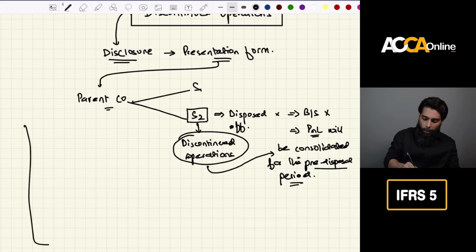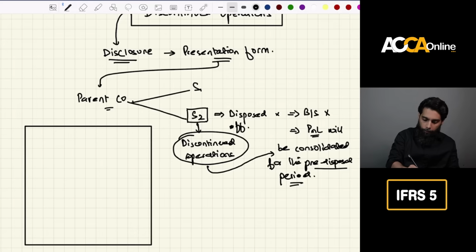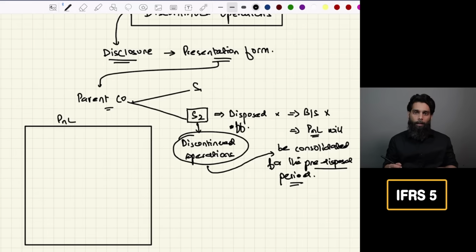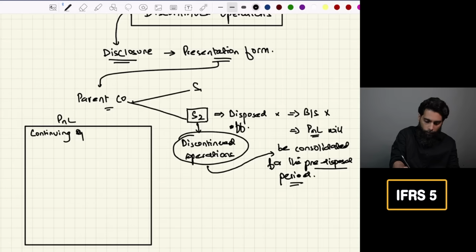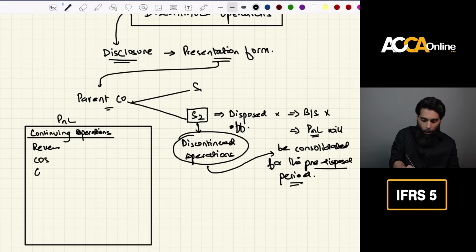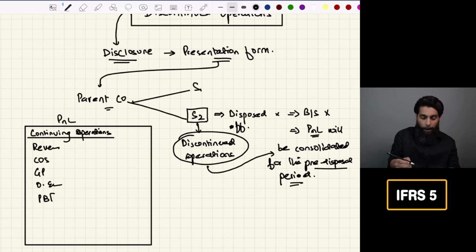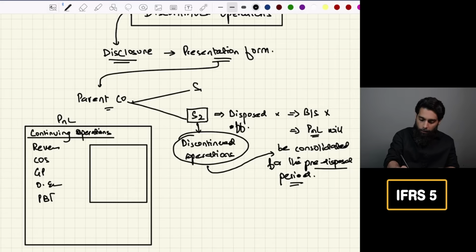Rather, the presentation would change. Let's say this is your P&L. You need to bifurcate your P&L into two headings. First of all, you'll be putting up a heading of continuing operations. And under the heading of continuing operations, you will be consolidating and preparing your group accounts. You'll be taking your revenue, your cost of sales, your gross profit, your other expenses, and your PBTs and PATs, whatever. But here you will only be consolidating two entities, that is parent company plus S1.